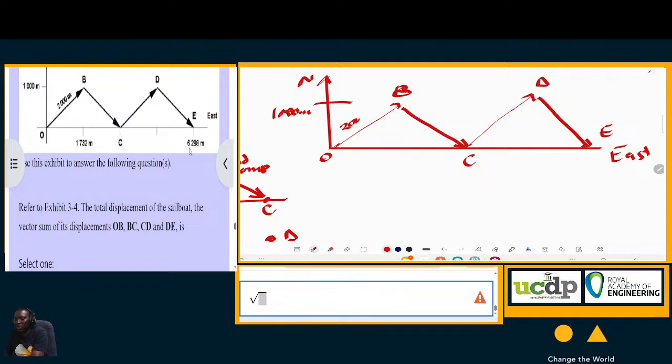This one is 2,000. So if that is 1,000, you are assuming that B to C is 2,000 and C to D is 2,000. Is that not an assumption? If you say 1732, let me also check. Probably our assumption could be right, but yeah, we have some interesting stuff to discuss.